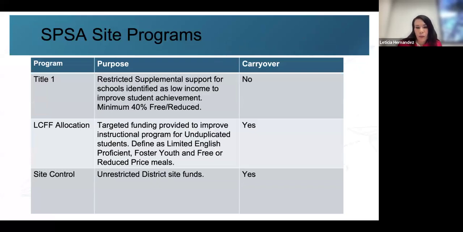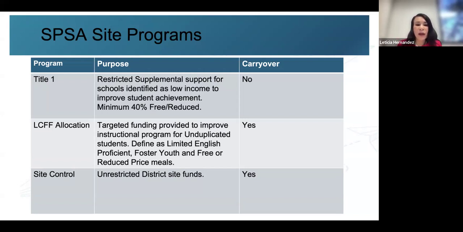The SPS site programs, I discussed a little in the prior slide, but Title I, it's restricted supplemental support for schools identified as low income to improve student achievement, minimum of 40% free or reduced. You cannot carry it over. It should be spent this year on the children of this year. It is very restricted. You can't just decide you're going to spend it on certain things. It is above and beyond what you have in your budget. It's above and beyond so that the children receive that above and beyond extra support.